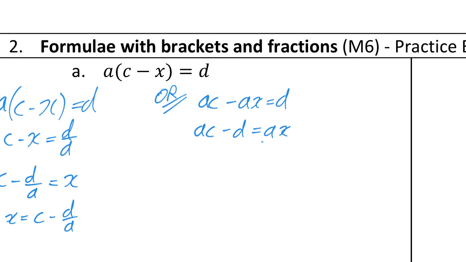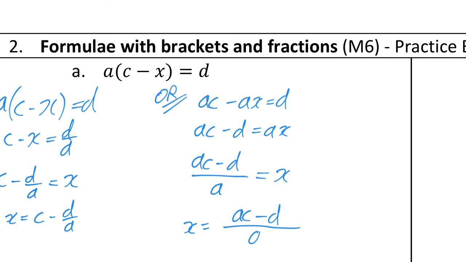And then we divide across by the a. So you're going to have ac minus d all divided by a is equal to x, which you could write as ac minus d all over a.